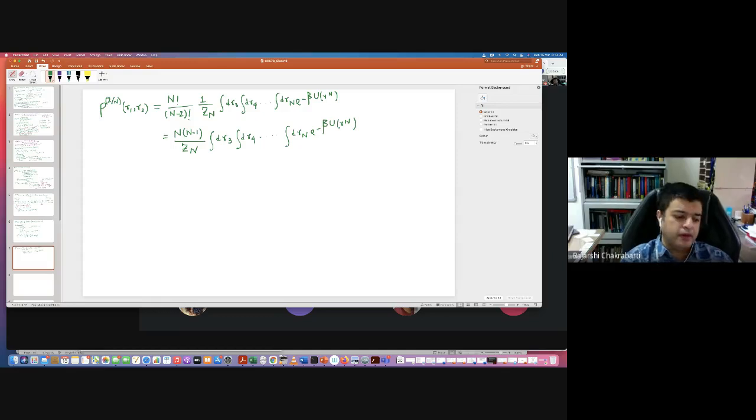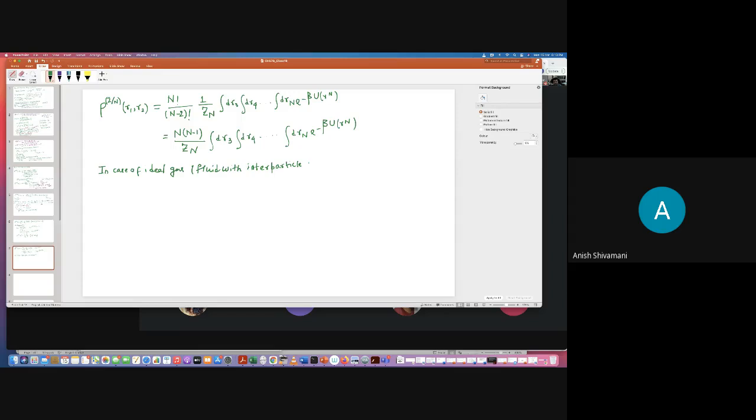Okay, fine. Now if you have an ideal gas, what happens? Or any fluid actually. Ideal gas is a fluid, no? With no interparticle interaction, no? What will happen to this? N minus 1 by V square.